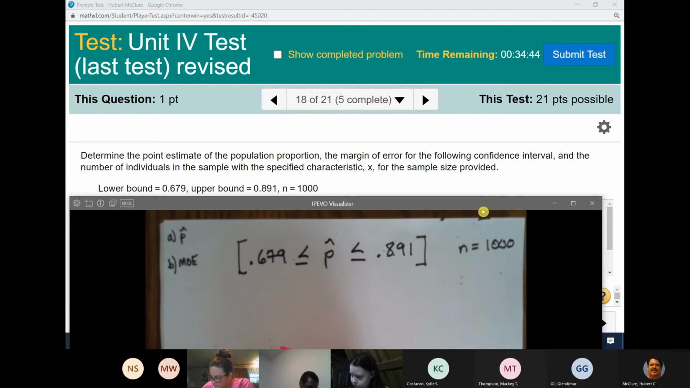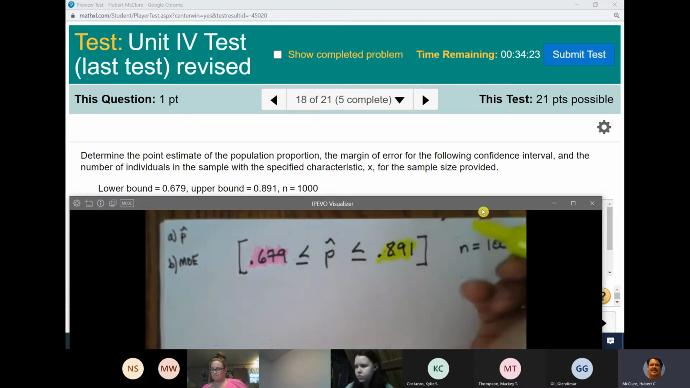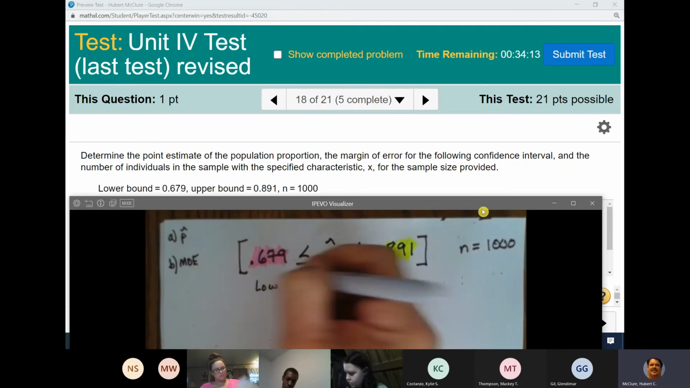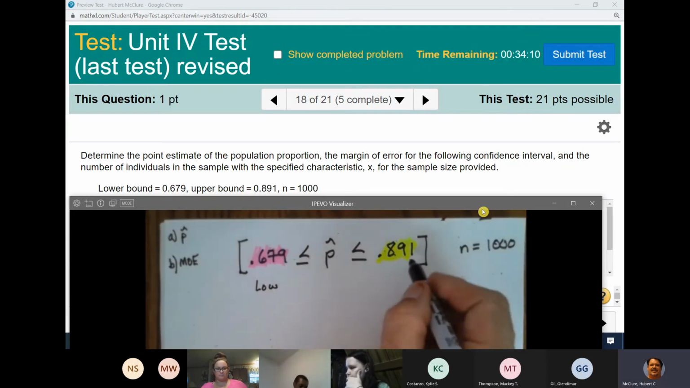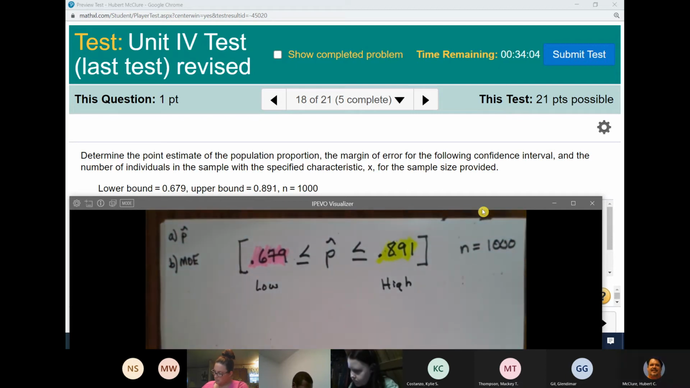So 0.679 is less than or equal to P hat, which is less than or equal to 0.891. Okay. Now somebody tell me what the pink number is. That's your lower bound. So you could say that's kind of like the lowest. And what's the 0.891? The upper. That's the highest. Now, can somebody tell me how to find the middle of two points?